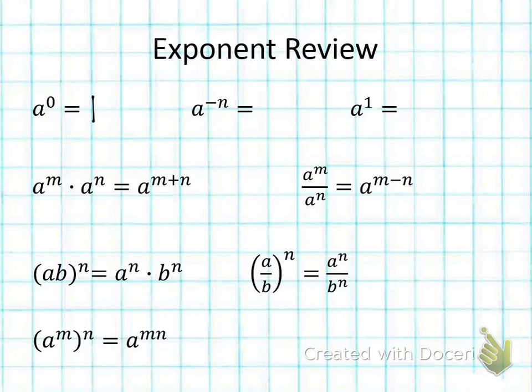So again, a to the 0 is 1, a to the negative n is 1 over a to the n. A to the first is just a. I'm going to write some things down again on here. So again, this is distributing the power.